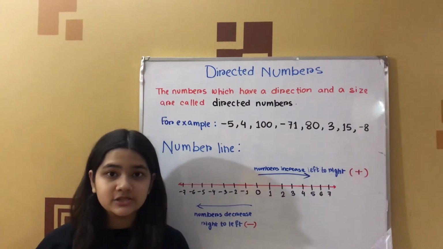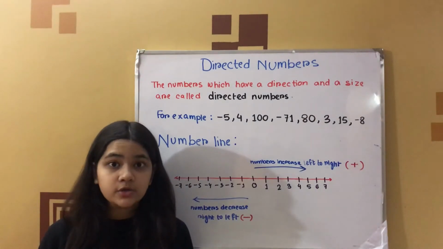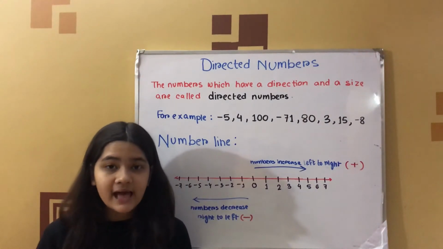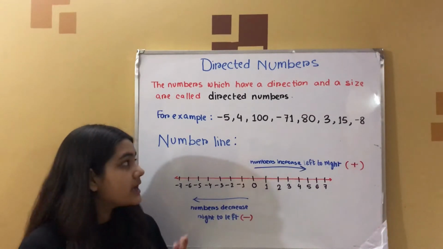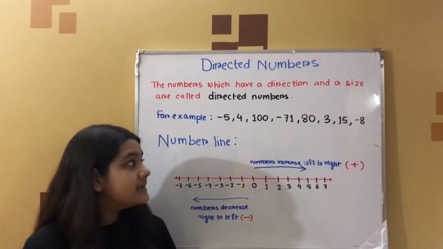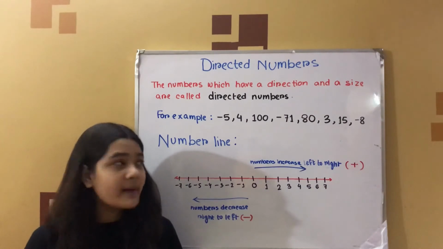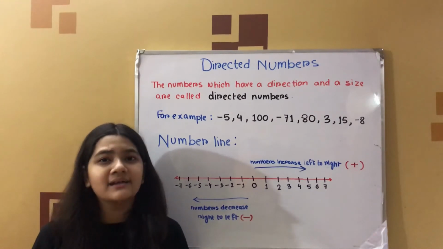Hi, and in today's maths lesson we are going to learn about directed numbers. Directed numbers are those which have a direction and a size. For example, -5, 4, 100, -71, 80, 3, 15, -5, -8 and so on.